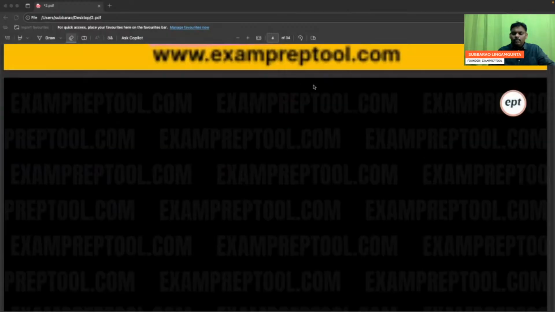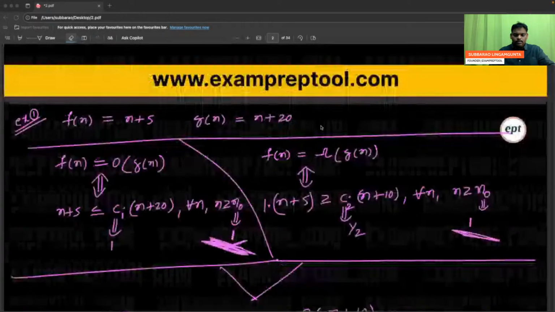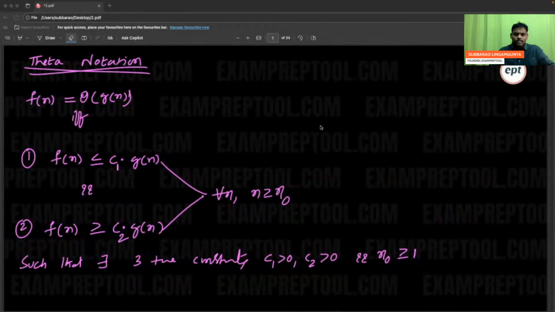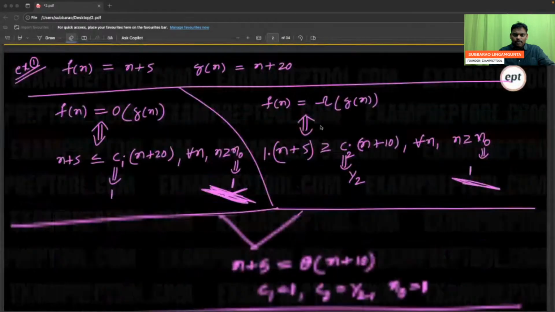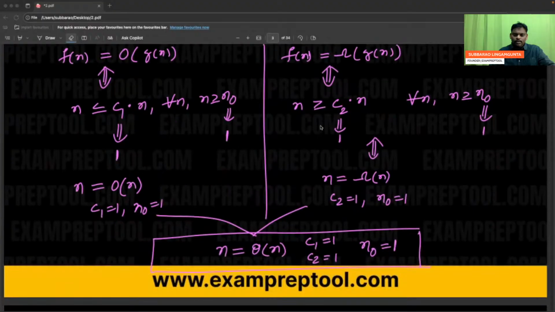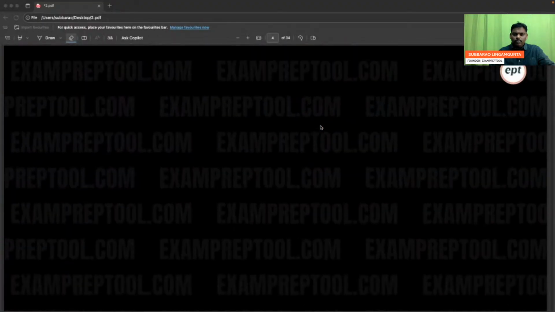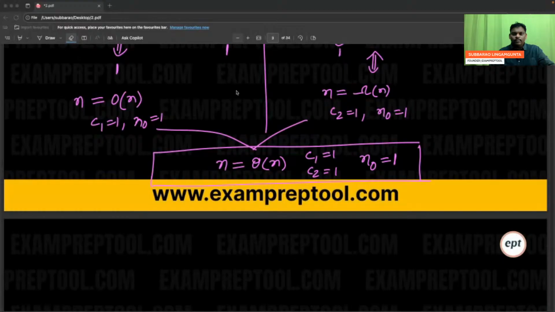Can we go ahead? This is the place where we stopped yesterday's class. Yesterday, I gave the definition of theta notation, and I did the first and second problems. Today we will go to problem number 3 and problem number 4. Let me know if anyone has any issues.